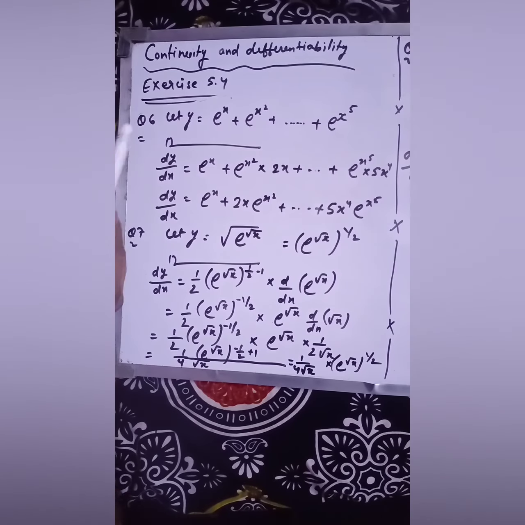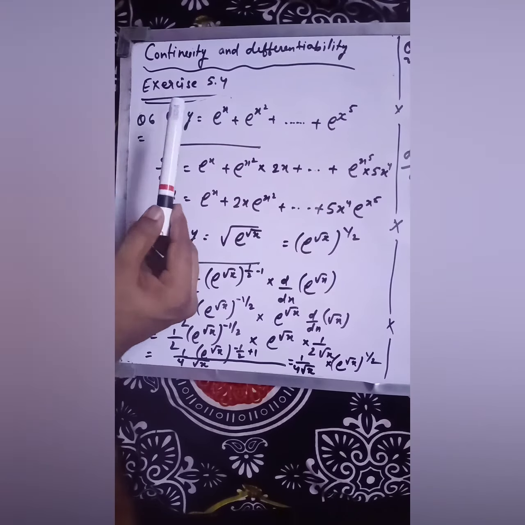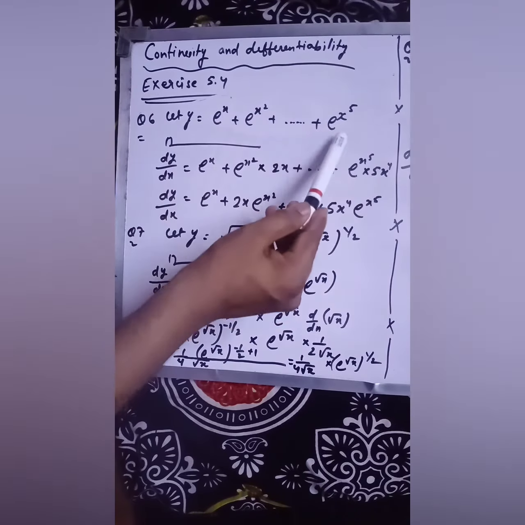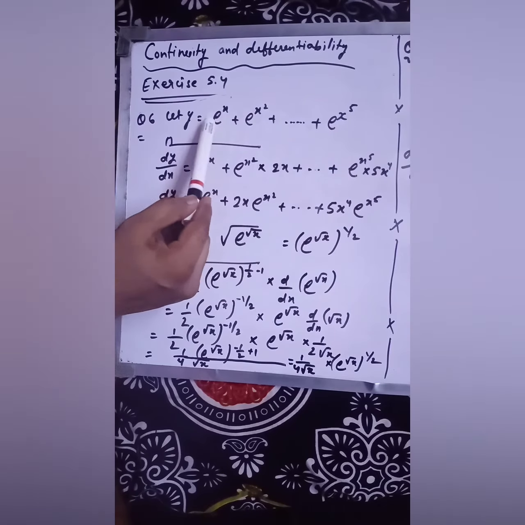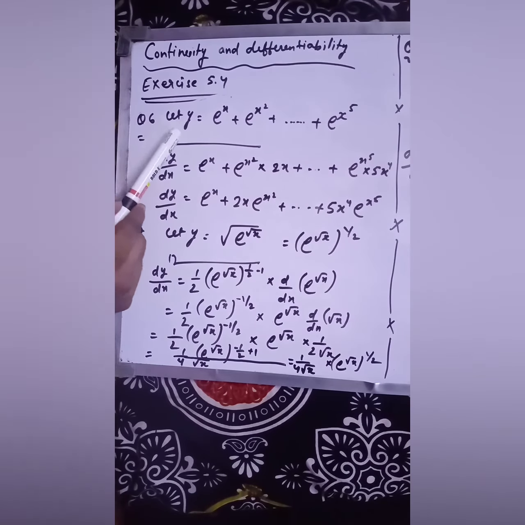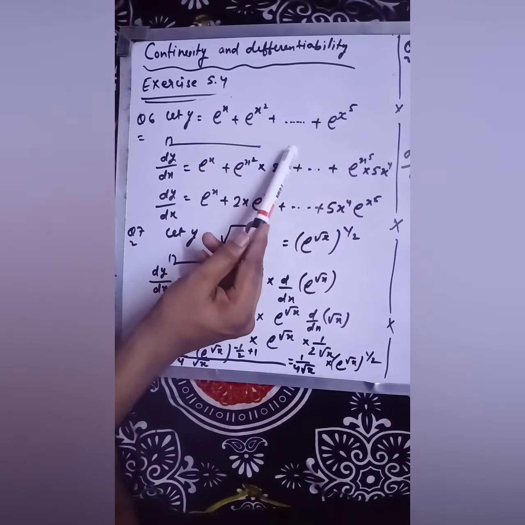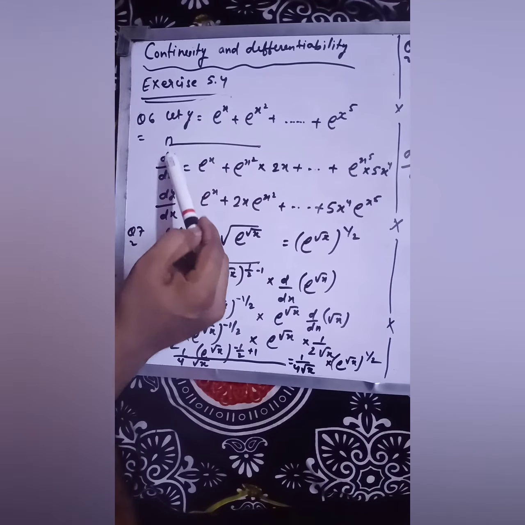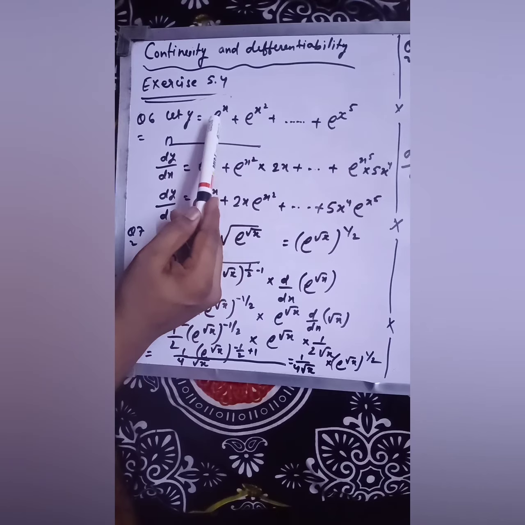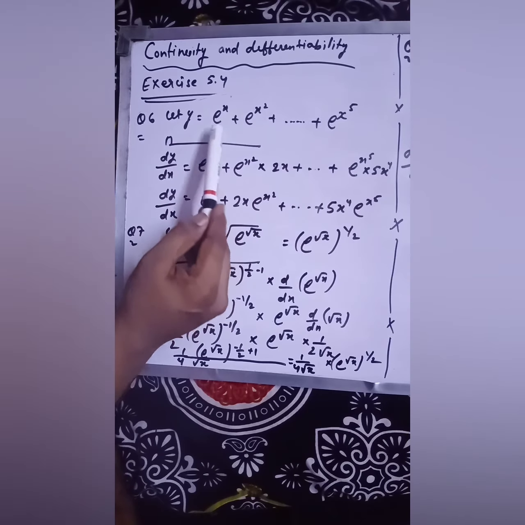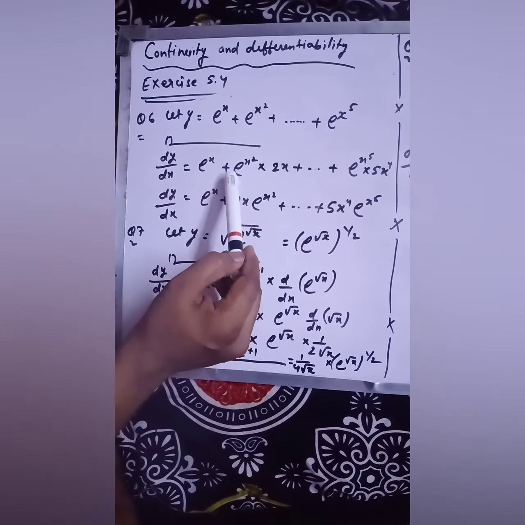Now here is question number 6, okay, of your same exercise 5.4. So here we are assuming that this equation is given to us, so we are assuming that it is equals to y. Again differentiating both sides with respect to x, so you will write dy by dx equals to the derivative. I'm not showing the dy by dx of this. I'm directly finding the value. Okay, you can do like this also.